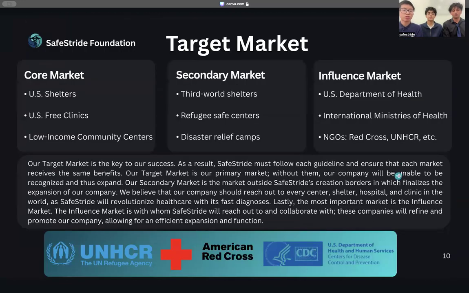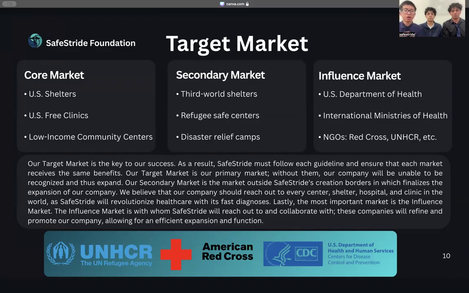Next, we're going to be talking about our target market. So for our core market, as seen in Phase 2 and 3, we'll be reflecting and expanding towards U.S. shelters, U.S. free clinics, and low-income community centers. The reason why this is our core market is because without these core markets, we wouldn't be able to expand into our secondary markets and globally.